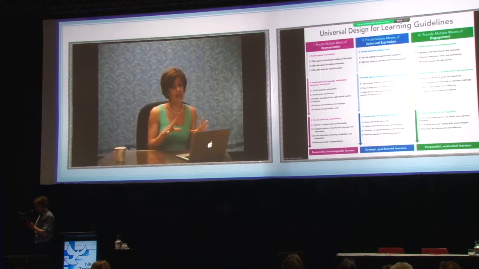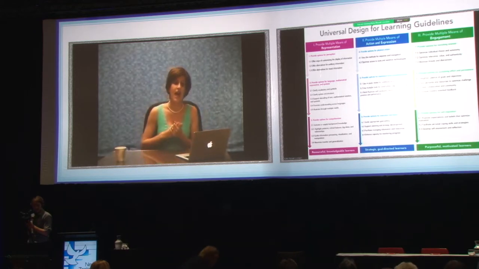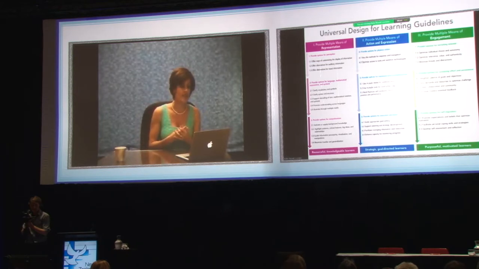So to really look at these, I'm going to go over the 9 guidelines and then give you time to just look at the checkpoints to think about that. So when you're looking at the first 3 for representation, again, you want to provide different options for perception. So you always want to think about, how can I make sure that students are able to access this? The second one is you always want to make sure that you're being really clear about the language that you're using, the symbols that you're using.